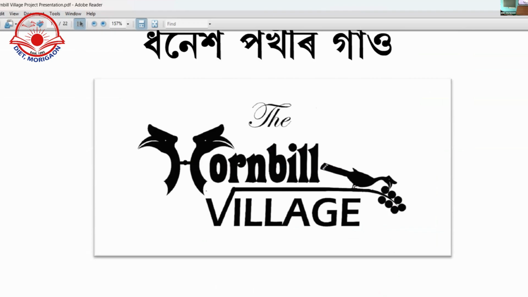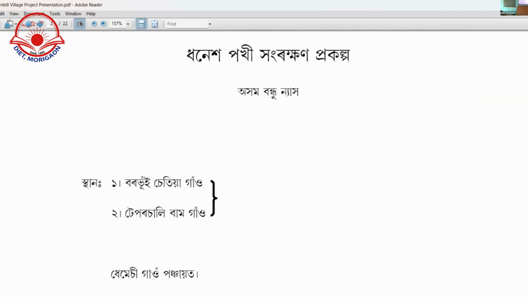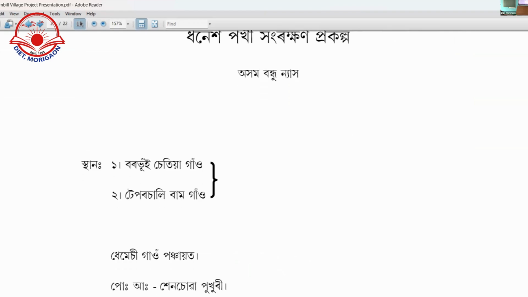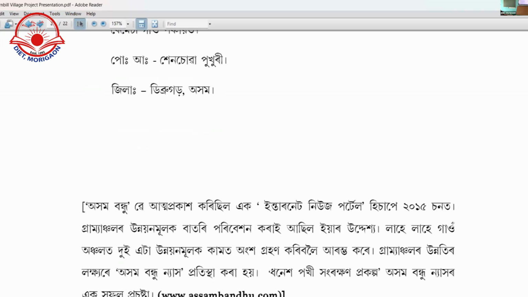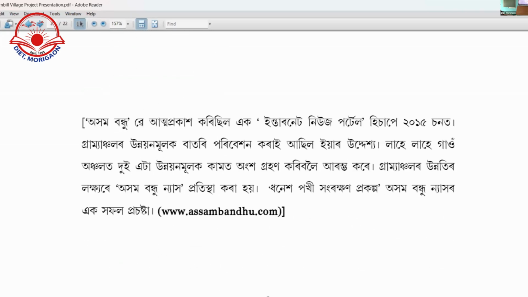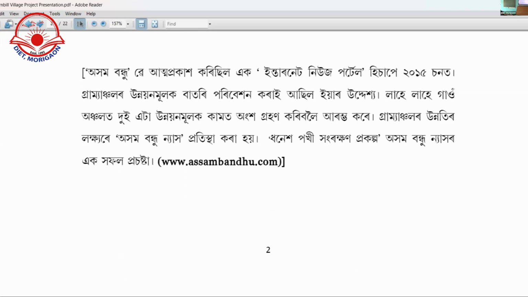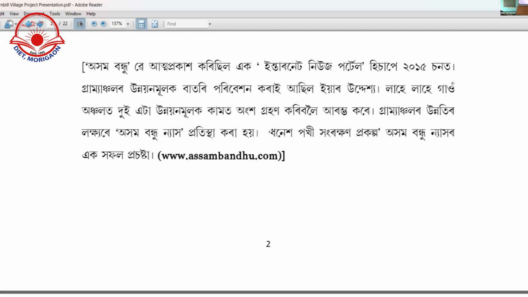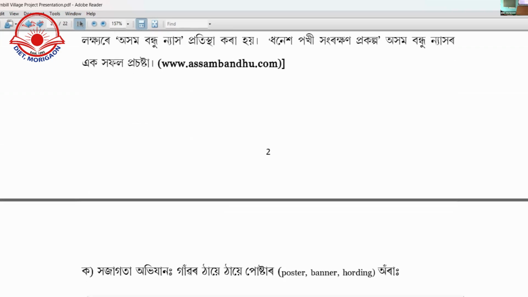This is a project that was conducted in a village called Barbhui Setiagaon. There the researcher identified the conservation work going on. It is about the conservation of oriental pied hornbills. As we all know, hornbills are rare birds, but oriental pied hornbills are seen in that particular place very often, and the population of those hornbills is quite high. But people of that area used to kill the hornbills for their feathers and for their meat.